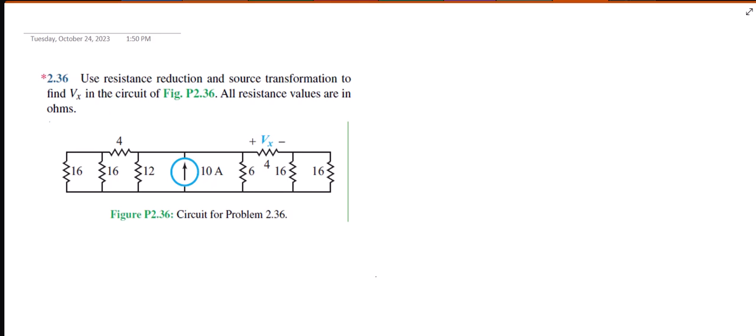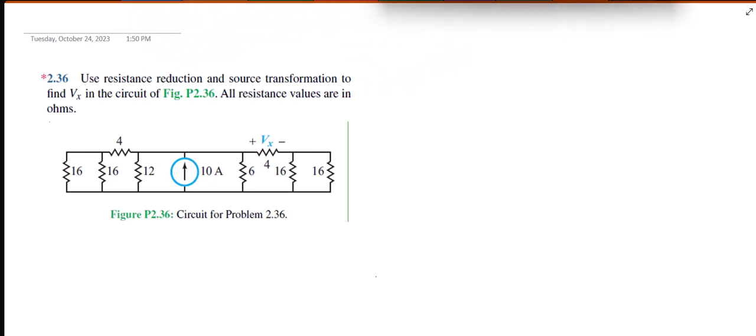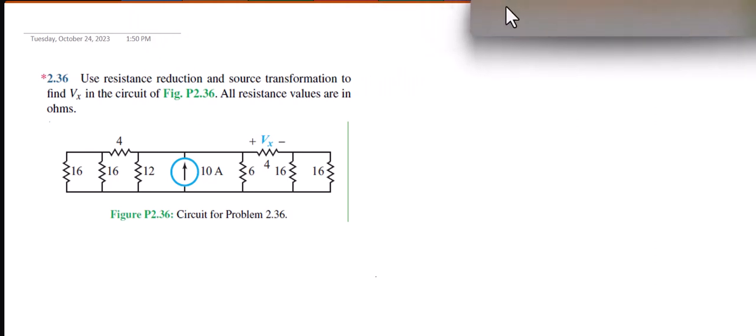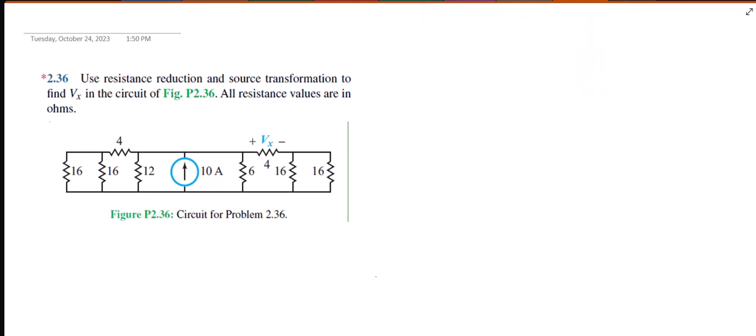Now you want to be careful not to mess up the thing that you're trying to find. We're trying to find the voltage across that 4 ohm resistor. So I don't want to transform that, because then it'd be difficult to find the voltage across it. If I'm trying to find the voltage across something, I can always find the voltage across something that's parallel to it, and I would get the same answer. But in this case, there is nothing parallel to the Vx.